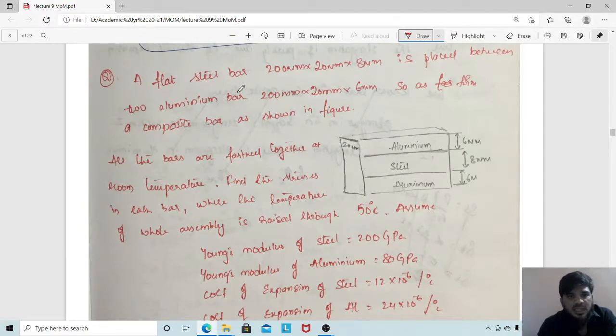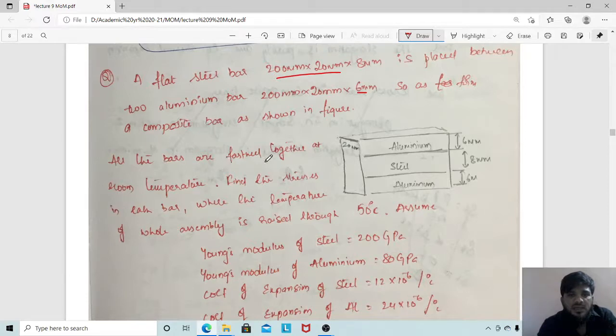Okay, a flat steel bar 200 mm, 20 mm, 8 mm is placed. So they have given 200 mm, 20 mm and 8 mm, the length, breadth and thickness of the material. It is placed between 2 aluminum bars. So this is the steel bar, 200 mm length, 20 mm wide, 8 mm thick. Is placed between 2 aluminum means above the steel bar there is some aluminum, below it also there is aluminum, and the thickness of aluminum is 6, whereas for steel it is 8 mm. So I have drawn the figure here.